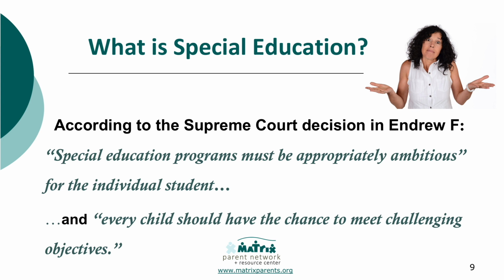So the standard now is that programs must be appropriately ambitious, and every child should have the chance to meet challenging objectives. And to the extent possible, children are supposed to be meeting goals that put them on grade level for the curriculum that they should be getting at their particular grade. That isn't always possible, but to the extent it is, that's what the goal would be.